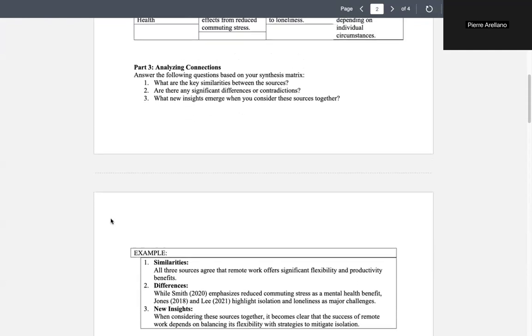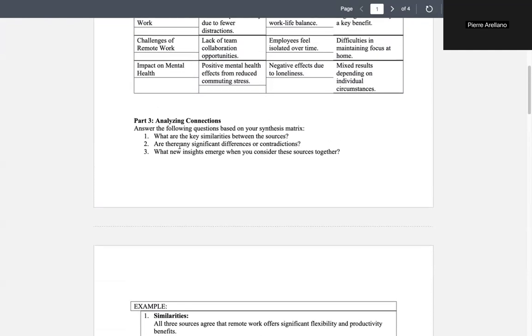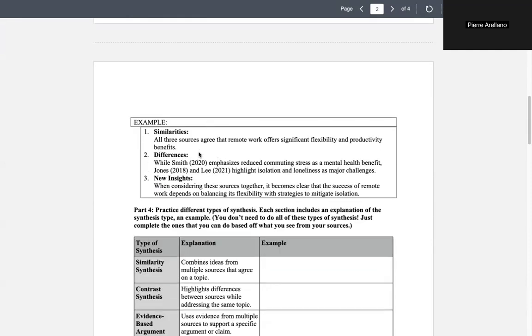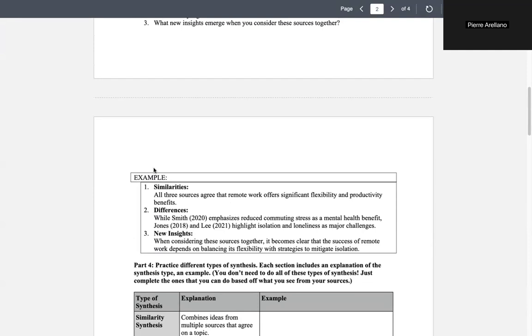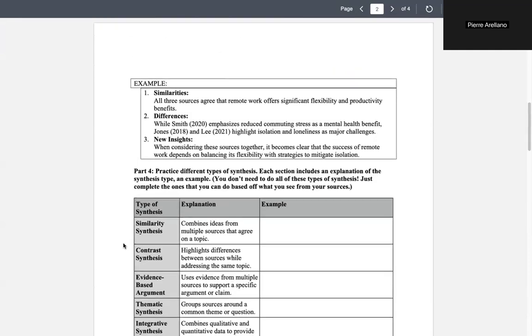Analyzing connections, basically, here is: what are some key similarities between the sources that you found? Are there any significant differences or contradictions? What are some insights that emerge when you're considering your sources together? Basically, what are the connections you make? What are some differences between these sources? And what are the things that you figured out based on these connections or differences, right? And here's an example of how you do this. You don't have to do this for all of your sources. I understand that you have 10 and that'll be a lot, but try one or two for this part.